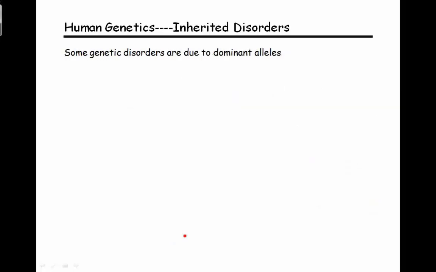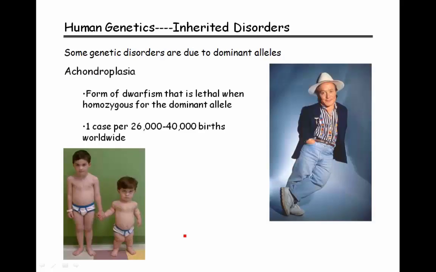Now, not all genetic disorders are inherited in a recessive manner. Some of them are due to dominant alleles. Polydactyly, the extra digit that we looked at earlier in chapter 14, is something some people would consider a genetic disorder, so that would be an example here. Another example is a type of dwarfism called achondroplasia. This form of dwarfism is lethal when you're homozygous dominant.